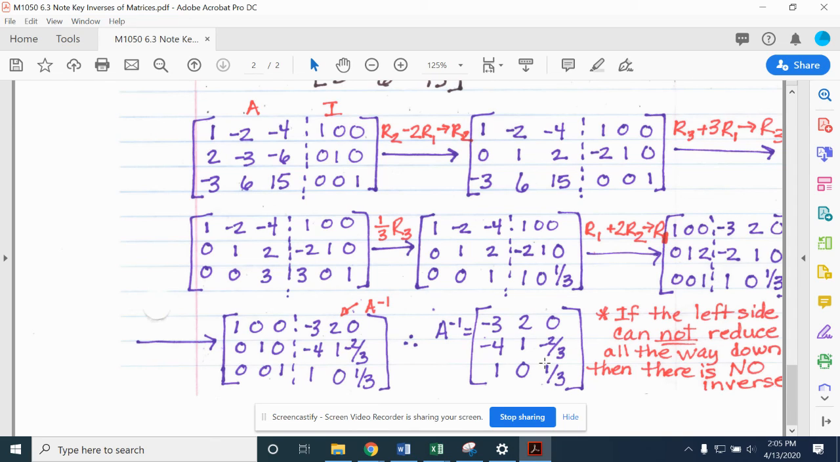If for any reason the left-hand side cannot reduce all the way down to reduced row echelon form, then there is no inverse for that particular 3 by 3. So it has to be able to go all the way down to have an inverse.